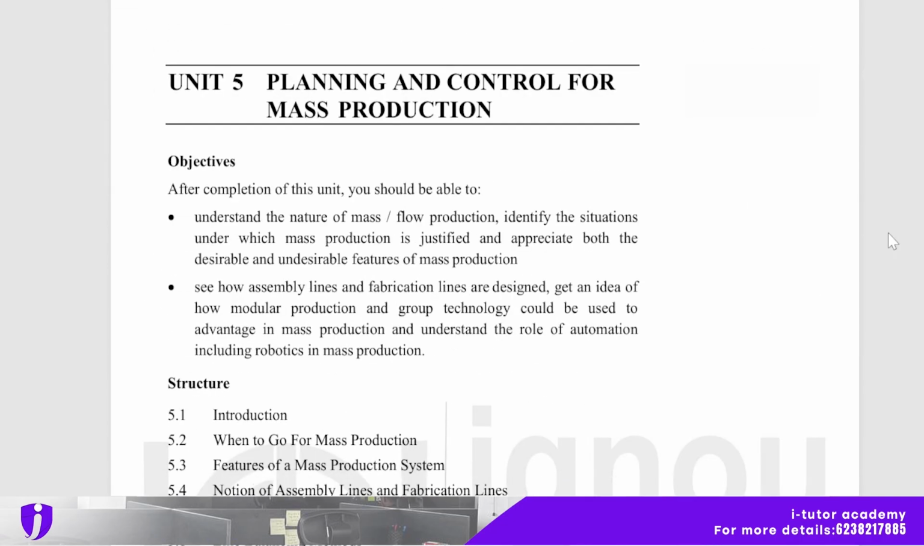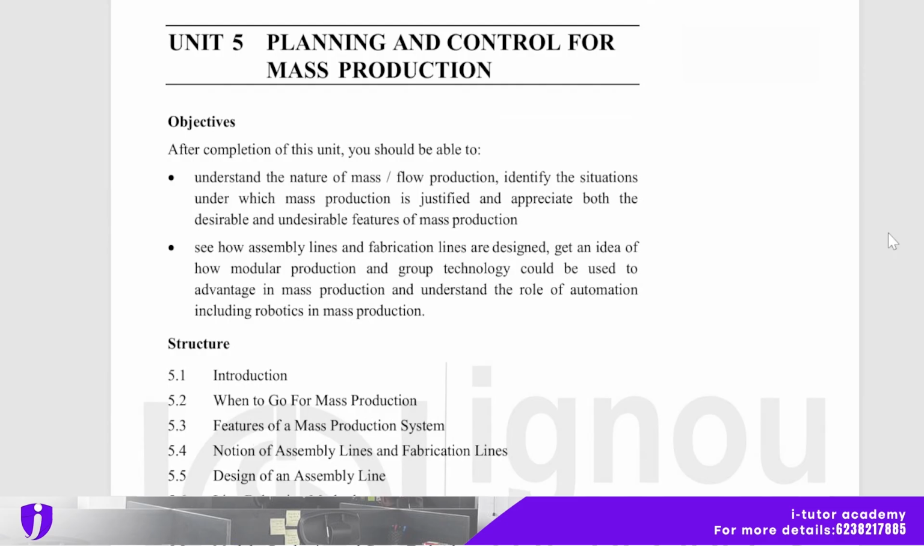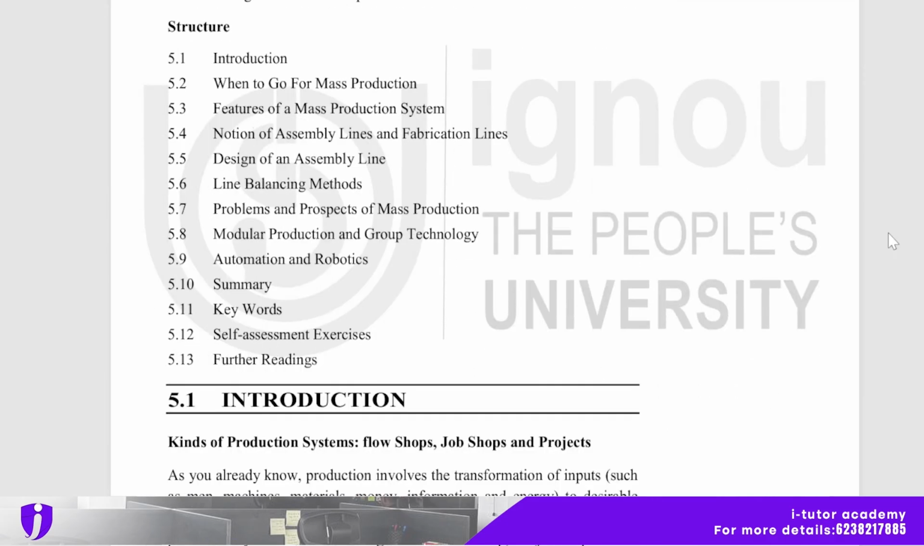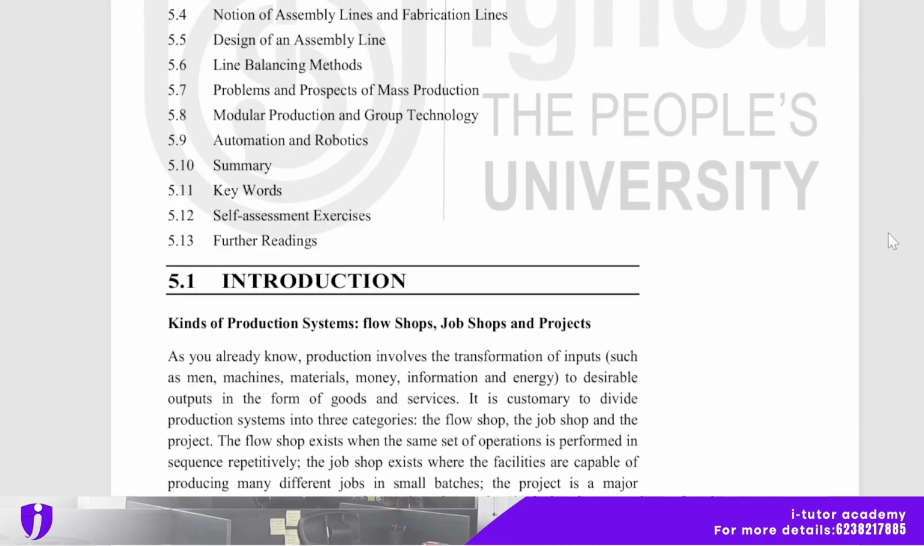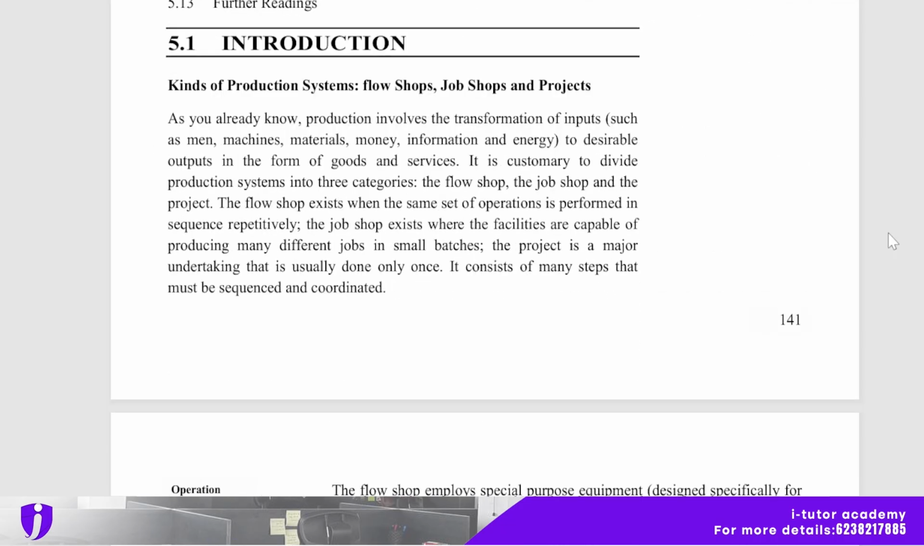Okay, so what is the structure of this Unit 5? Let's see. There is an introduction part, when to go for mass production, features of mass production system, notion of assembly lines and fabrication lines, design of an assembly line, line balancing method, problems and prospects of mass production, modular production and group technology, automation and robotics, summary, keywords, self assessment, exercise, and a further reading section also. So let's begin with the introduction part.